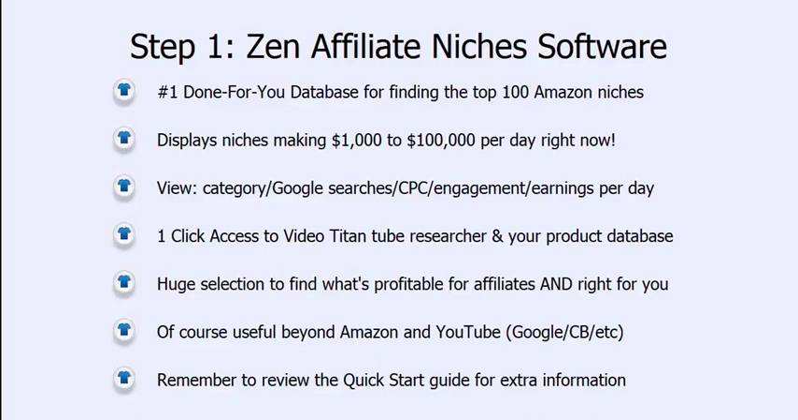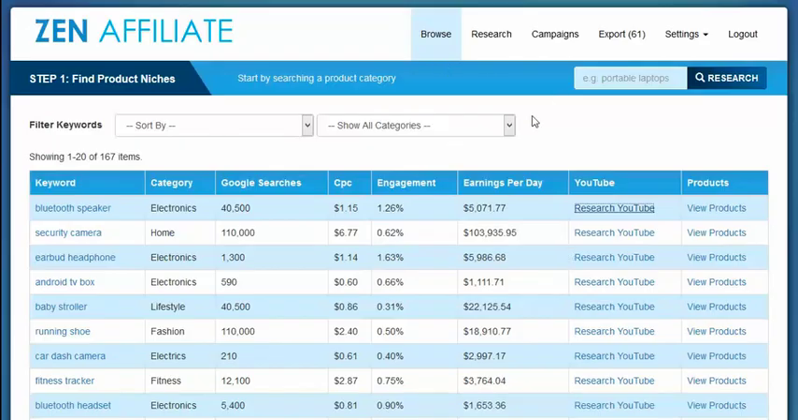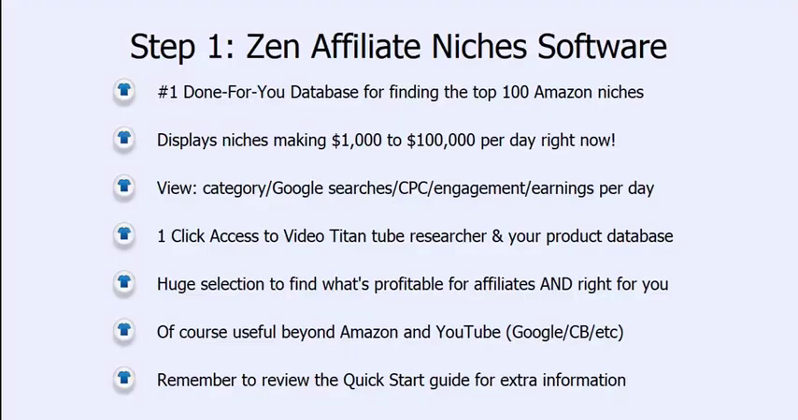Chris here, and in this video I'm going to talk to you about the Zen Niche software, which is inside the Zen Affiliate software. So at some point this was a standalone tool, and we decided to add it to the browse page, the browse niches page within Zen Affiliate. So you can now access the niches within Zen Affiliate.